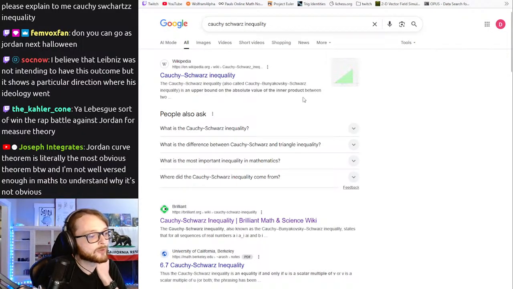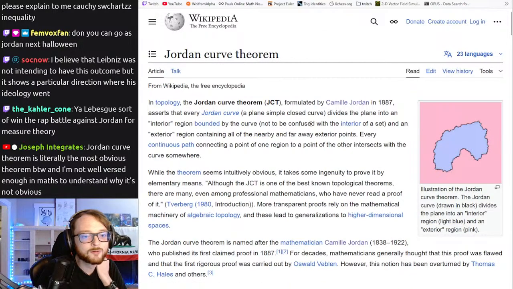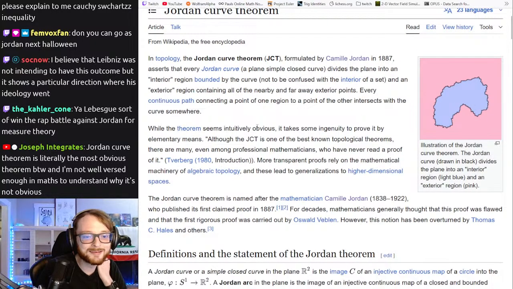Jordan curve theorems are the most obvious theorem. That does sound very obvious. I assume it takes some ingenuity to prove it by elementary means. Wow. This feels like something you would take as an axiom, to be honest.